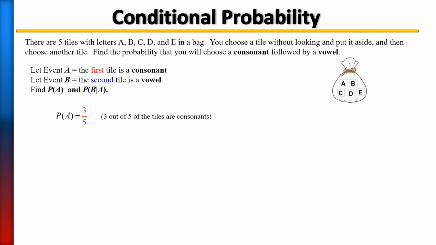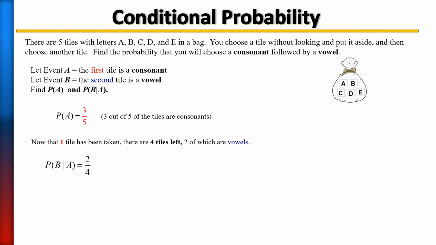Now when I go in the second time to get a vowel, remember we no longer have 5 tiles in the bag. We have 4 tiles in the bag. But this time when I go in, I'm looking for vowels. So how many in the bag were vowels? Well, we only had 2 vowels, and the 2 vowels were the A and the E. So the probability would be 2, and we only have 4 left, so that would be 2/4, which is the same as 1/2.